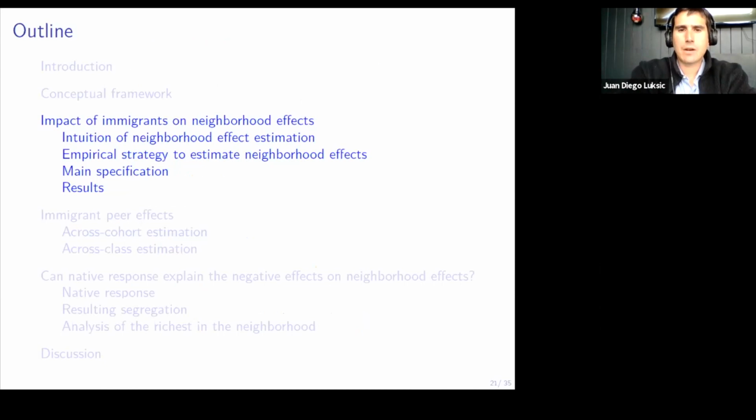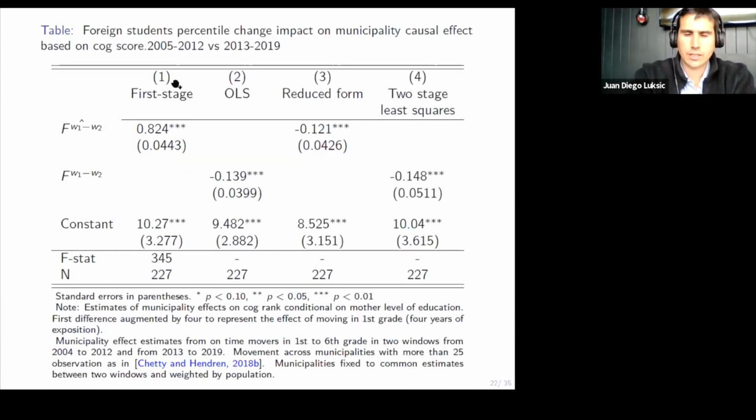So now let me show you the results. The first stage shows that my instrument is predicting well the increase of immigrants. The OLS and the 2SLS are very similar, which tells us that immigrants were not locating into neighborhoods based on neighborhood effect or a changing trend in neighborhood effect. The effect is 0.14 percentiles per 1 percentile increase in migrants. If we scale this and transform it into test standard deviation, we get the result I told you at the beginning: a 1 standard deviation increase in migrants into a neighborhood decreases student test score by 0.14 test standard deviation if they move in first grade. So this means 4 years of exposure.